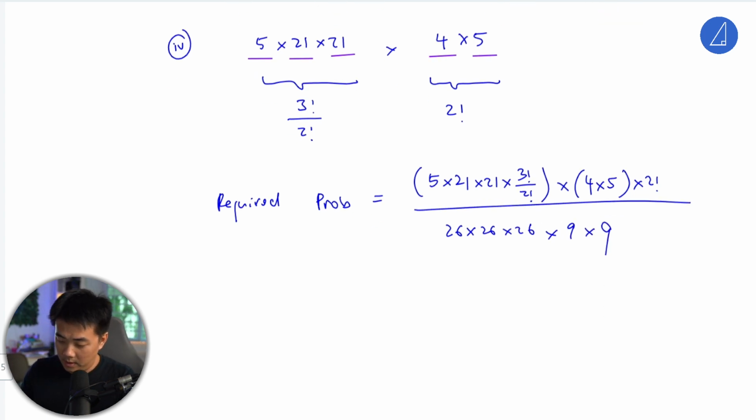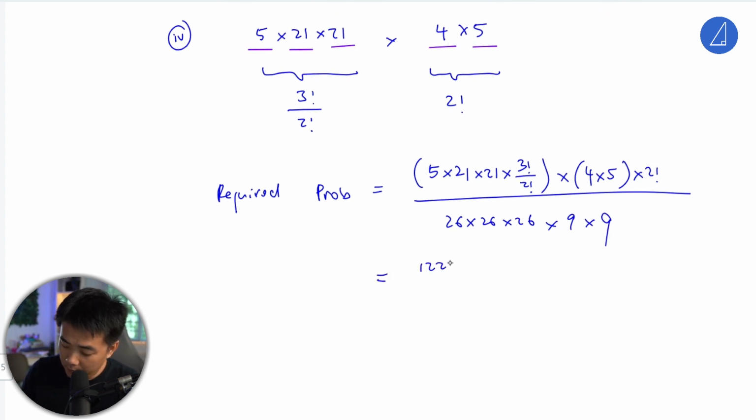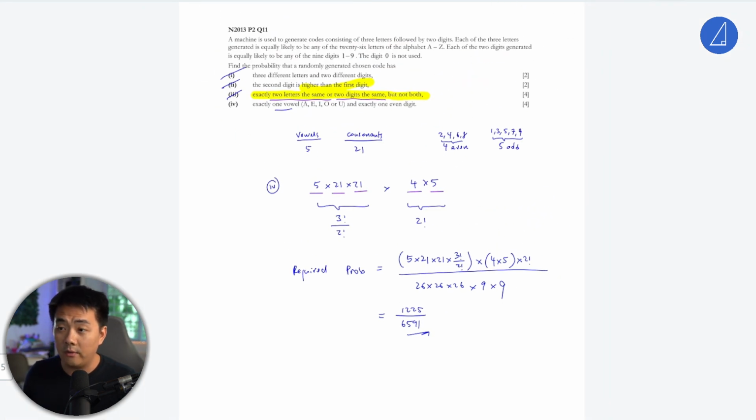Check. So that will be 1225 over 6591. Okay, so that's how we do this question proficiently. If you have any questions at all, please let us know and I'll see you in the next question.